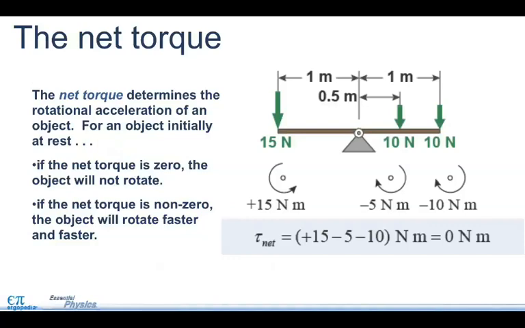Remember we said torque is the angular analog of force? Force causes linear acceleration. Torque causes angular acceleration. If there was a net torque, there would be angular acceleration. But in this case there is no net torque, therefore there is no angular acceleration. But that's a topic for later.